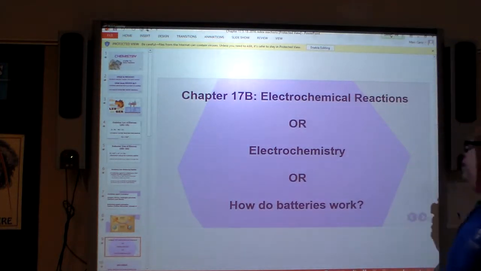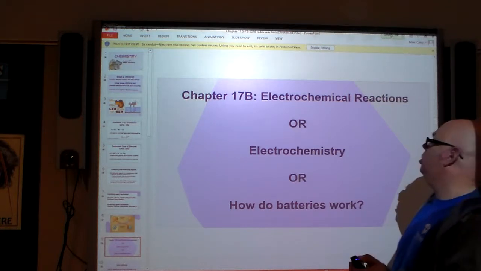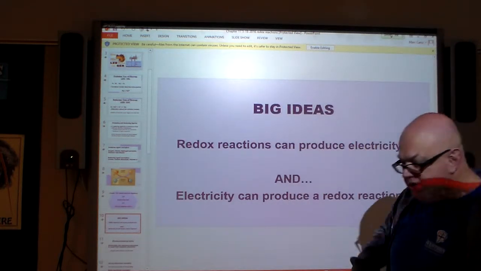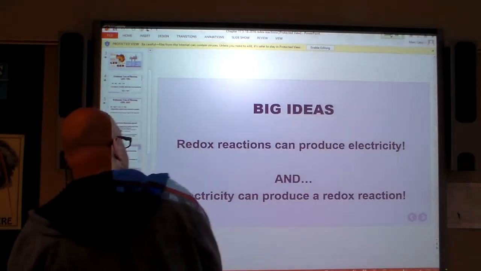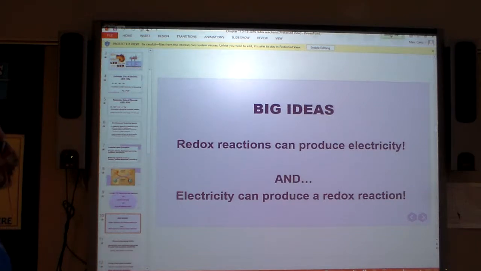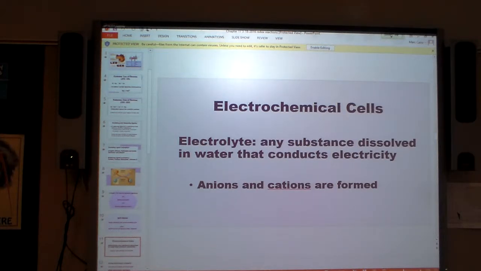So electrochemical reactions, or electrochemistry, or how in the world do batteries work? Okay, well, here's the thing. Redox reactions can in fact produce electricity, and electricity can produce a redox reaction. It can go both ways. So we have something called electrochemical cells.